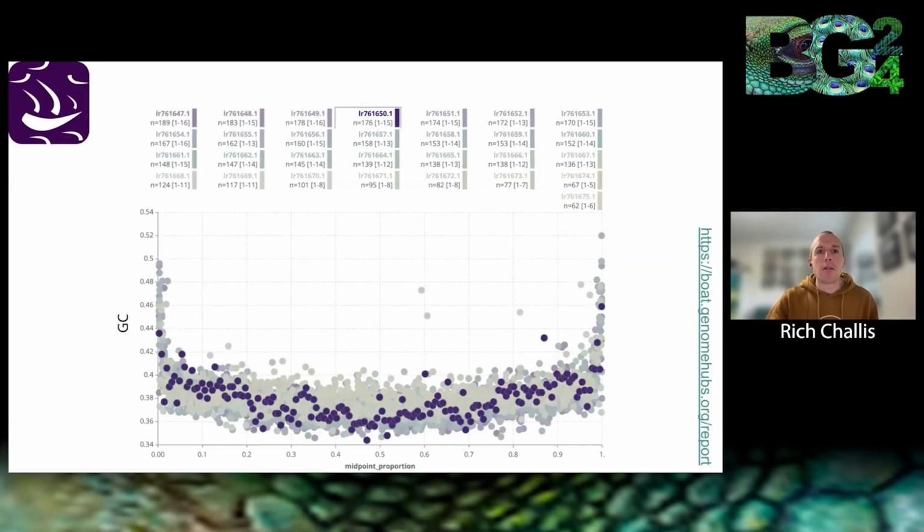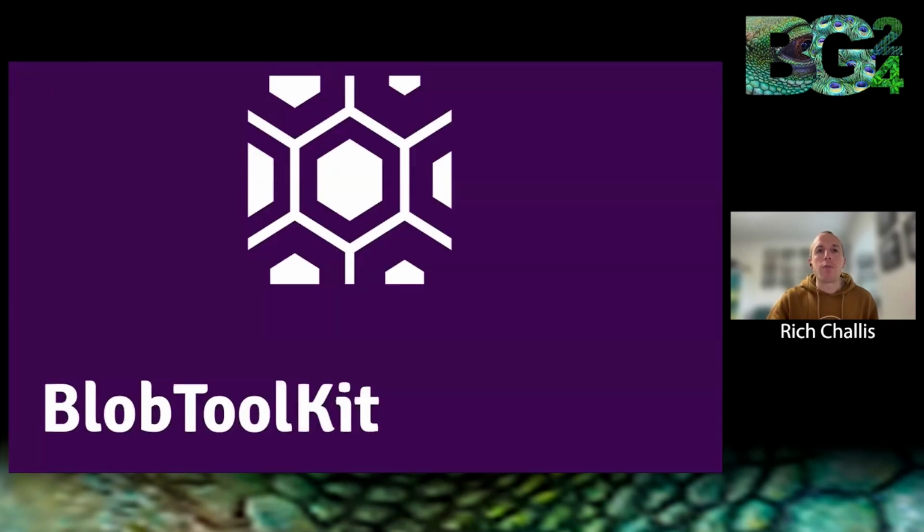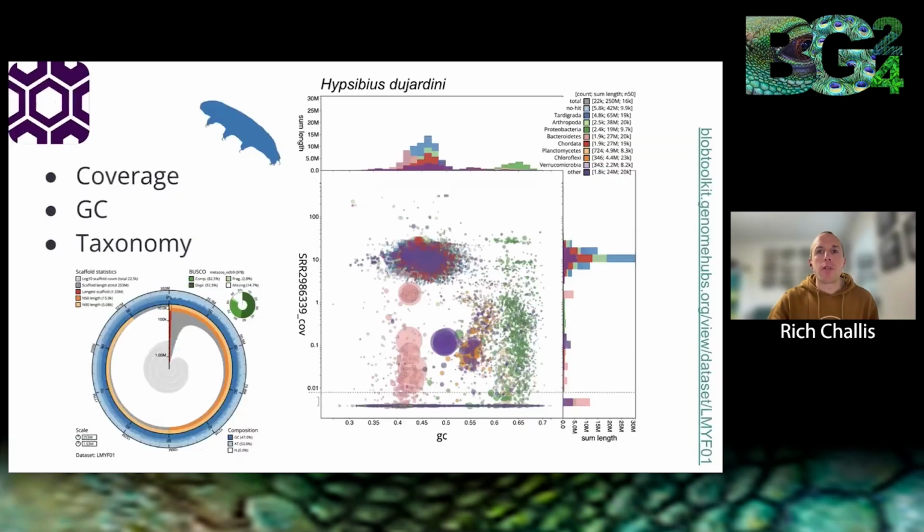So the data in BOAT have come from running the Blob Toolkit pipeline on many public assemblies. And these analyses include measures of coverage and GC content to help identify and isolate target versus contaminant and covariant data in preliminary genome assemblies.